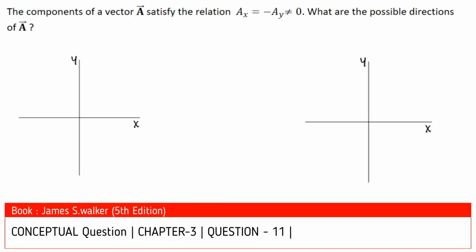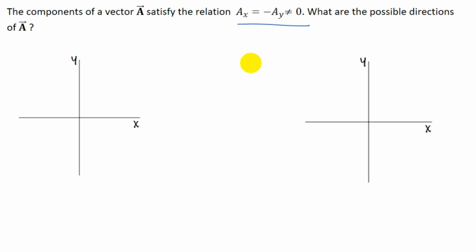So here in this question we are given that the components of A vector satisfy this relation. Now we need to find the possible direction of A vector. From this equation we can say that the components of A vector are not equal to 0, and the equation is Ax is equal to negative of Ay. We can also rewrite this equation as negative of Ax is equal to Ay. I've just taken this negative sign here.